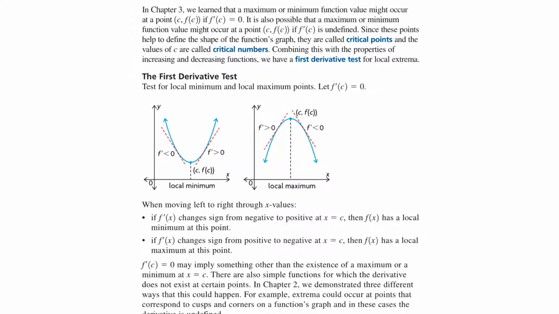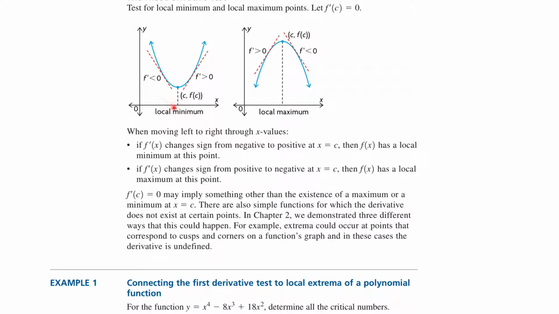By looking at the graph of this function, we see c and f of c is a local minimum. f prime of c is 0. For x's near c and less than c, the derivative is negative. The slope of the tangent line is negative, therefore the derivative is negative. And for x greater than c and near c, the derivative is positive. Similarly, we can talk about local maximum.